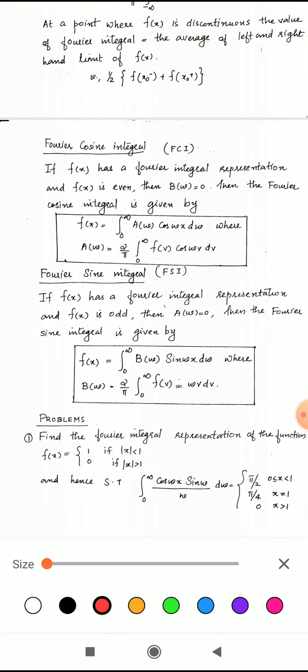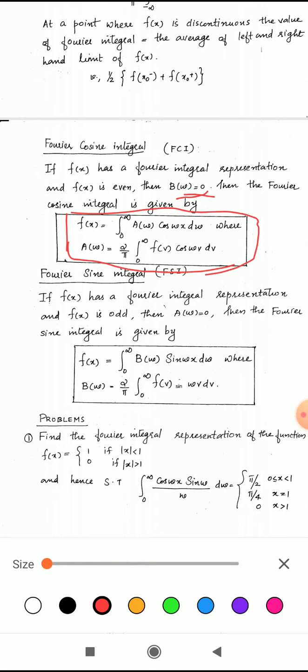Next, Fourier cosine integral. If f of x has a Fourier integral representation and f of x is even, then b of omega equal to 0. Then the Fourier cosine integral is given by f of x equal to integral 0 to infinity a of omega cos omega x d omega, where a of omega equal to 2 by pi integral 0 to infinity f of v cos omega v dv. That is similar to the Fourier cosine and sine series.